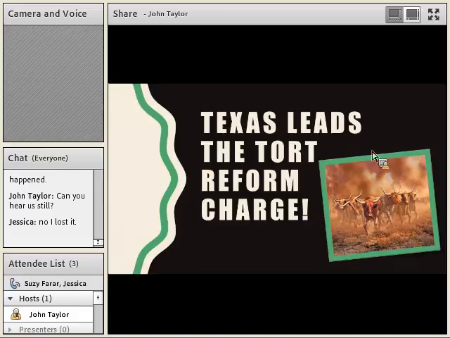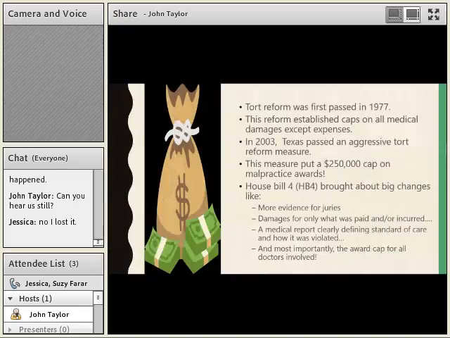Okay, so Texas is leading the tort reform charge. They're the only state that really has a significant tort reform right now. Tort reform was first passed in 1977. It established caps on all medical damages, but this did not include expenses. In 2003, Texas passed a new aggressive reform measure, which put a cap on malpractice awards of $250,000.